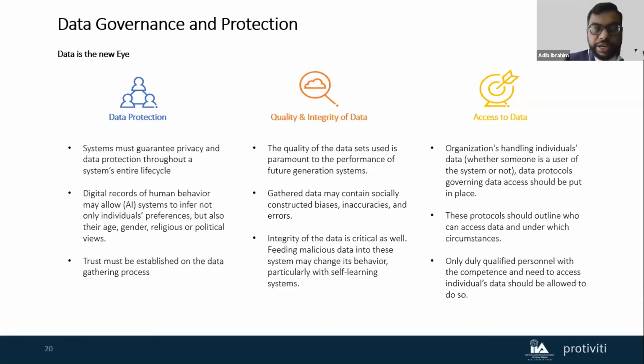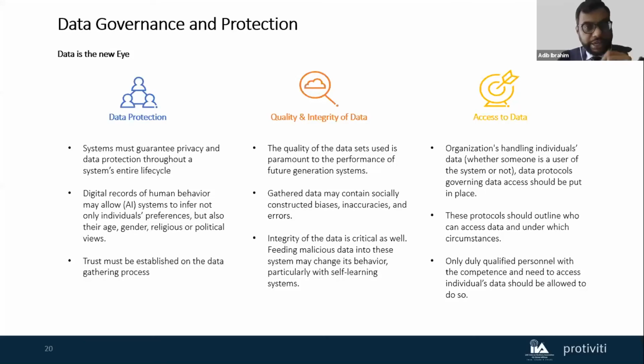So privacy becomes important, and a lot of economies have now launched privacy regulations and are planning to launch privacy regulations with respect to PII data and non-PII data. The digital records of human behavior can actually allow AI systems to predict behavior, maybe even glean preferences, and derive personal information. Even if PII data is not available, it can be derived from the variety of information that the systems now have access to. How do you protect that information? And how do you establish trust in the area of data sharing and data gathering?